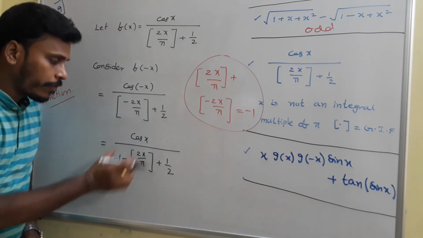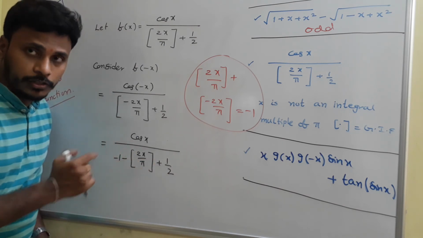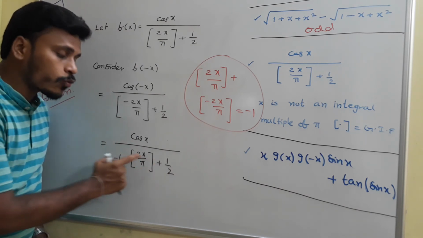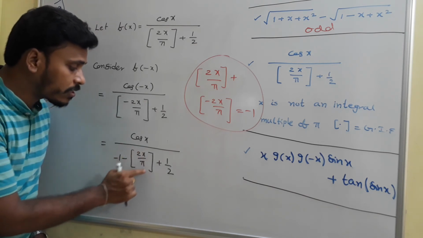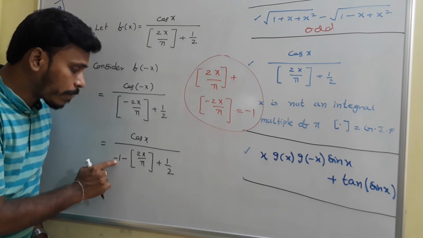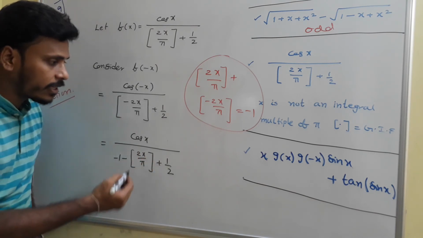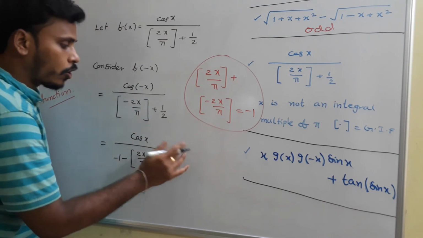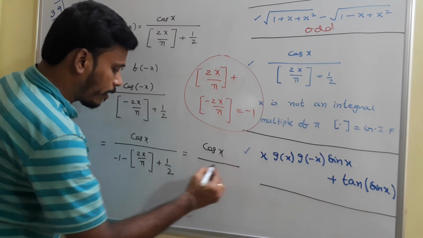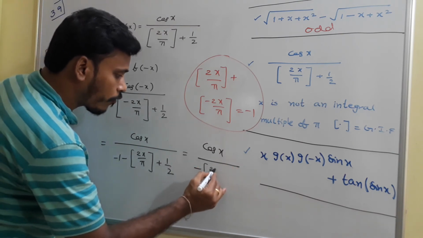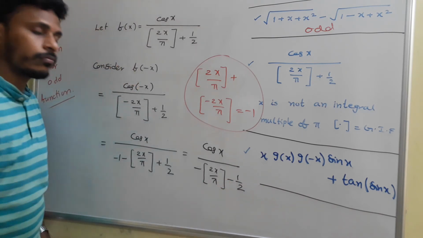And in the next step, this is cos x. Minus 1 plus 1 by 2 is how much? You just think. Minus 1 plus 1 by 2 is minus 1 by 2. I won't disturb this minus step of 2x by pi, and this minus 1 plus 1 by 2 is minus 1 by 2, so I will rewrite it like this. So this is equal to cos x divided by minus step of 2x by pi minus 1 by 2.